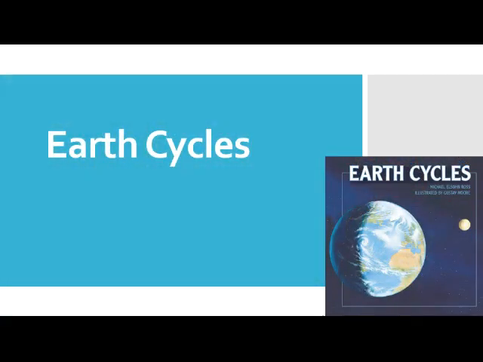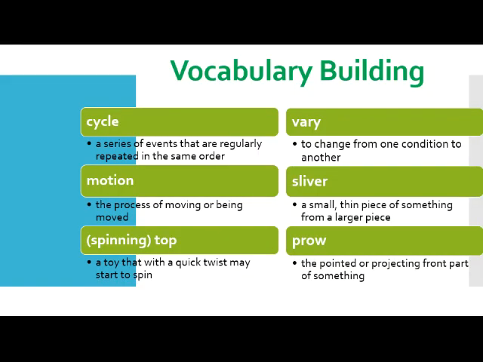Before we start reading, let's look at some of the vocabulary words that you'll hear in today's book. Earth cycles. Here are 6 words that I picked out for us to review before I read. The first word is cycle. Next, we have motion. This third word is top, but I put the word spinning in front of it because the type of top we're speaking about is a spinning top. Next, we have vary, sliver, and prow. Let's look at these definitions with some pictures to help us better understand the meaning of each word.